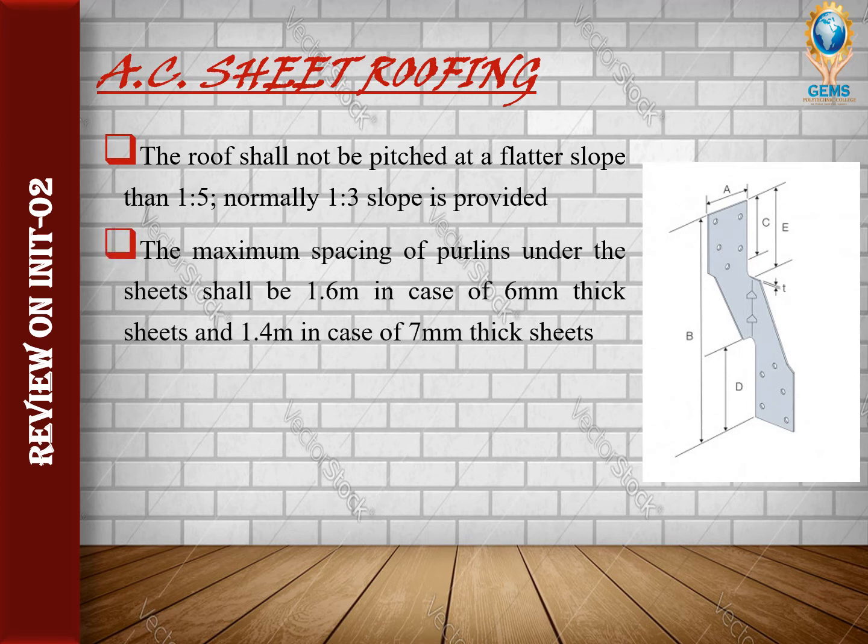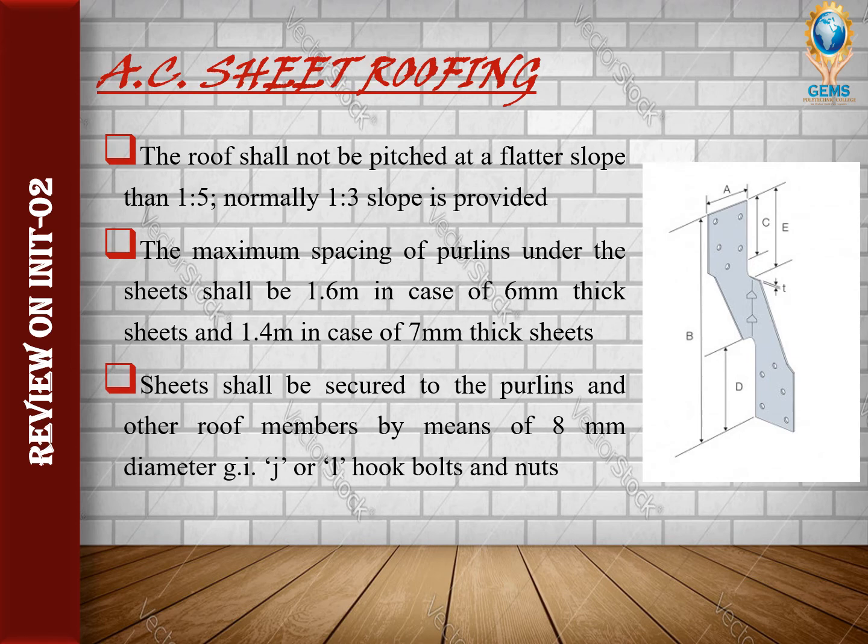Then the maximum spacing of purlin under the sheets shall be 1.6 meter in case of 6 mm thick sheets. Purlin is a horizontal beam which is used for structural support in buildings. We need to lay the roof on the purlin. So if it is a 6 mm thick sheet, the spacing of purlin under the sheet should be 1.6 meter. If it is a 7 mm thick sheet, the spacing should be 1.4 meter.